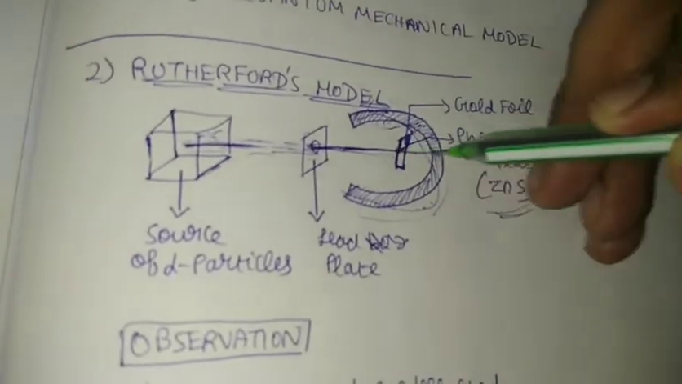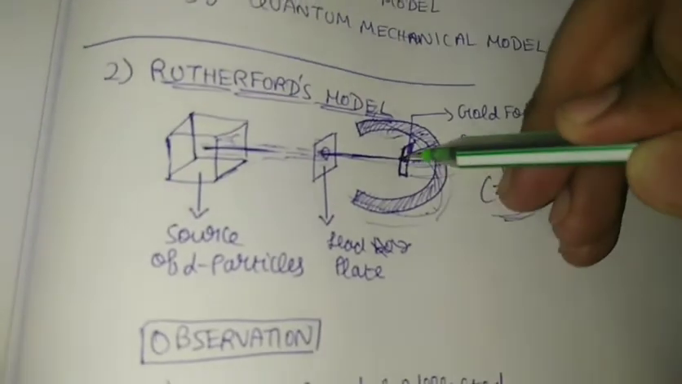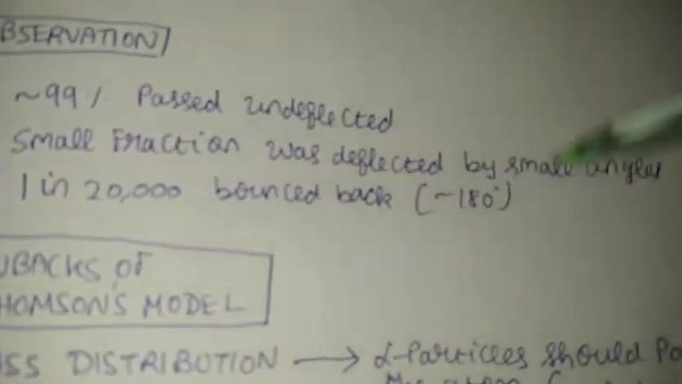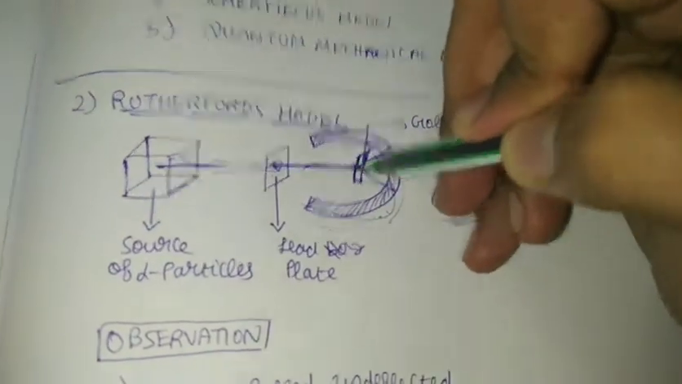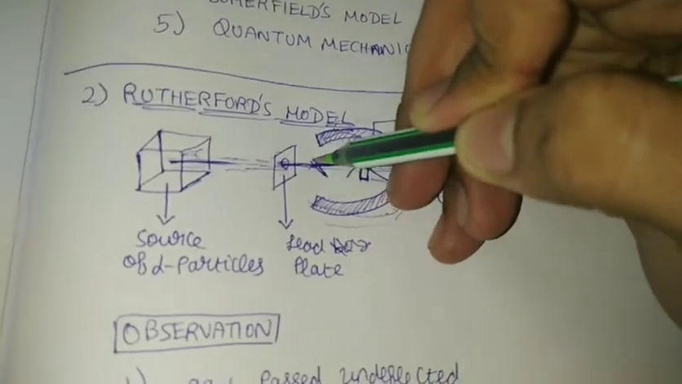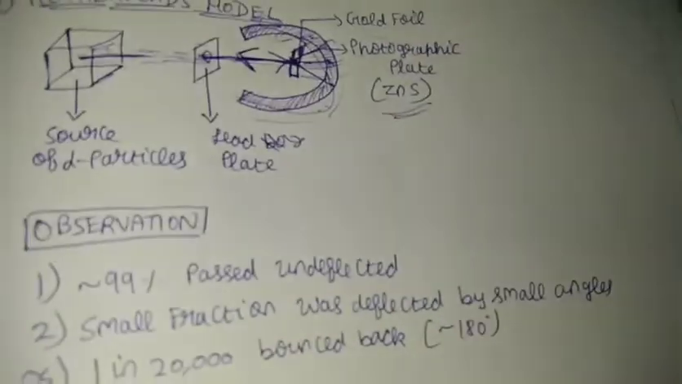Many rays did go undeflected like this. A very small fraction was deflected. And 1 in 20,000 bounced back, meaning it went and struck, and it bounced back again, nearly to an angle of 180 degrees. So this was a very shocking result.